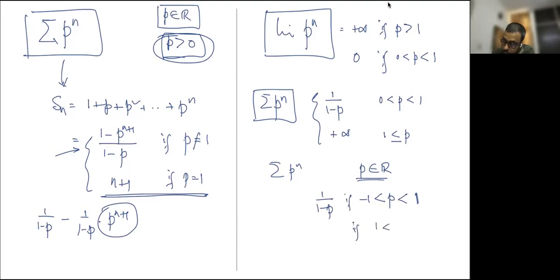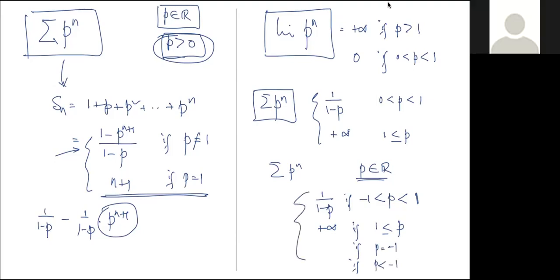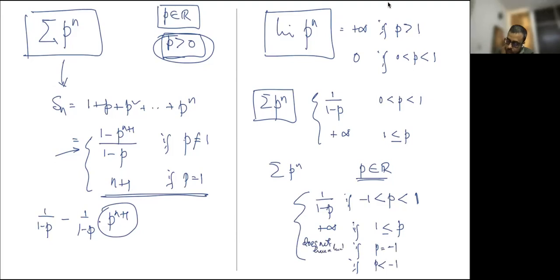Okay, but there are other cases also. So this case is already covered. Now the other cases are the following: P equal to -1 and P less than -1. So anything about those cases? So if P is equal to -1, it will be 1 minus 1 plus 1 minus 1. It will depend upon, yeah, so then we do not have a limit, right?